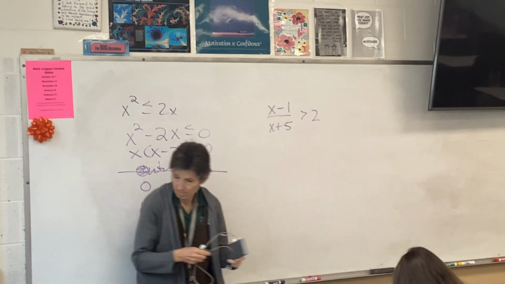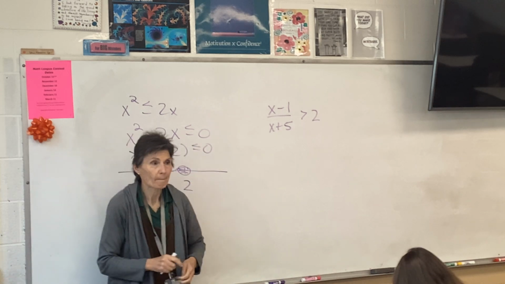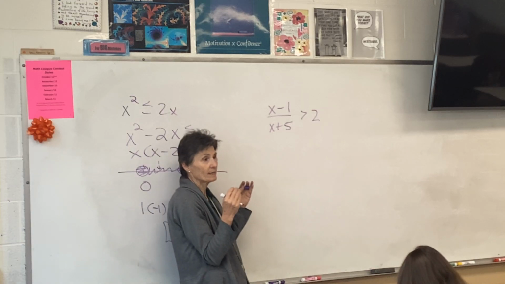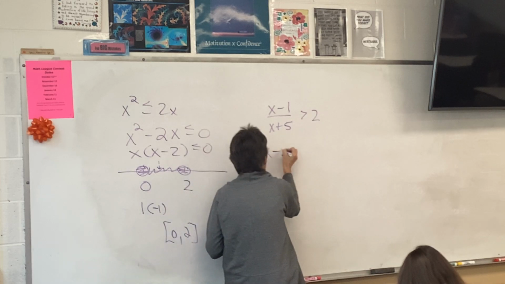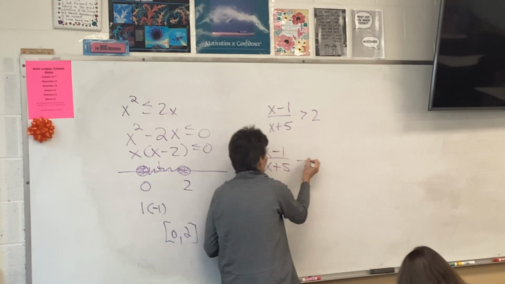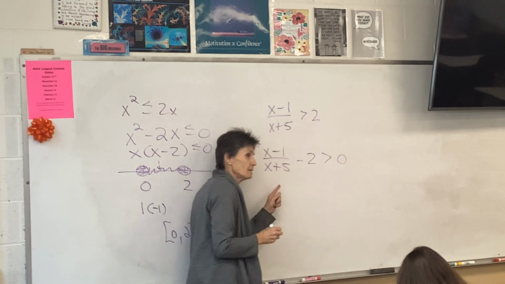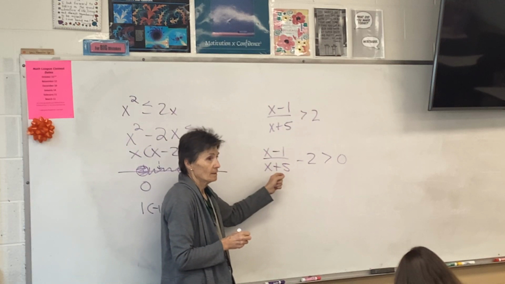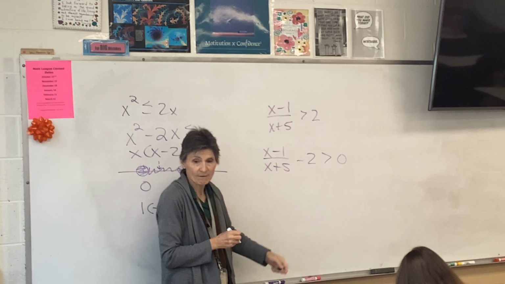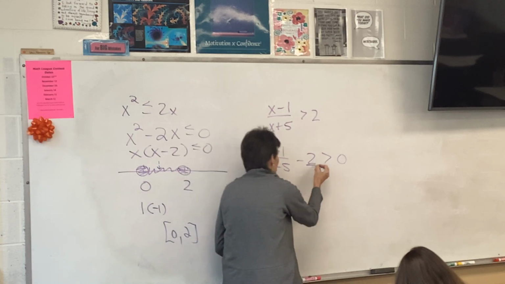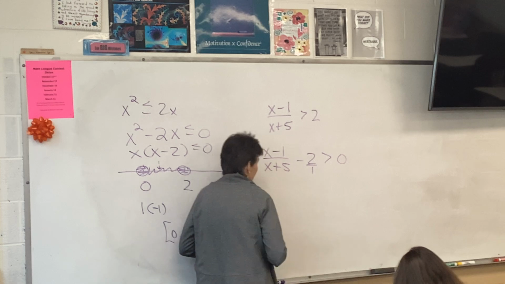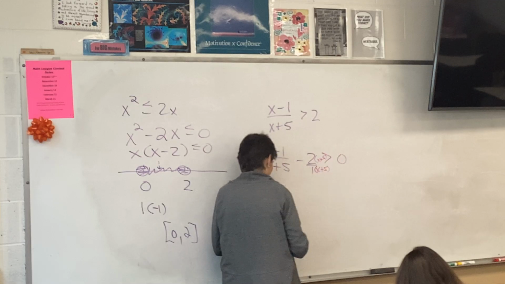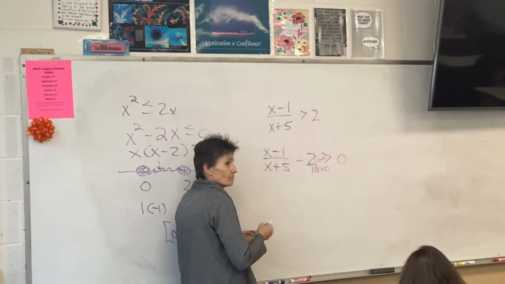All right. What about the next one? Subtract 2, because what's our common theme here? Gotta get a 0. So x minus 1, x plus 5, minus 2. Now this one is harder than this one because that's a fraction. And if I'm going to subtract, I have to have a common denominator. So what will the common denominator be? X plus 5. Right?